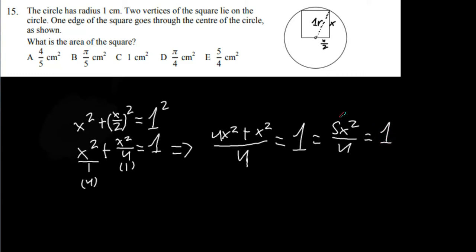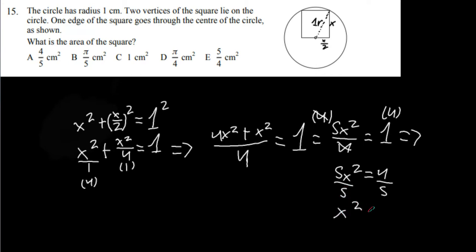So now, if we multiply both sides by 4, the times 4 and the divide by 4 just cancel out, since multiplication and division are inverse operations. And we just do 4 times 1, which is just 4. So this gives us 5x squared equals 4. And now we just have to divide both sides by 5, and then we get x squared equals 4/5.